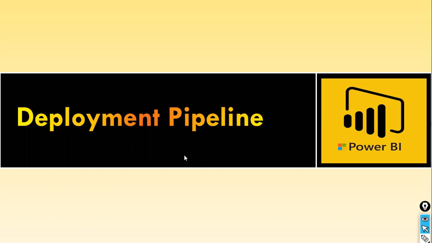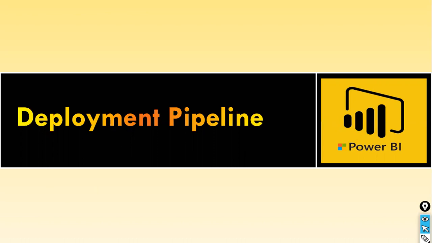Up next, we'll take a look at the deployment pipeline. So what is the deployment pipeline? You all learned how to publish a report and what the ways are that you can publish a report. One is you can use Power BI Desktop to publish your report to the cloud, and the other approach is you can directly upload your report file into the cloud. These are the ways that you can publish your report.